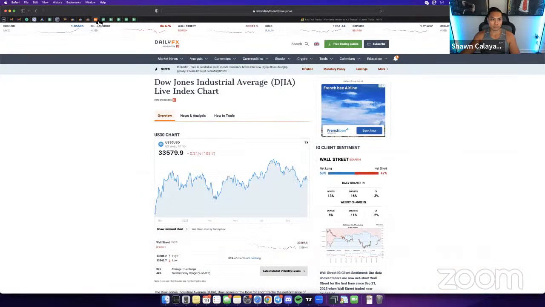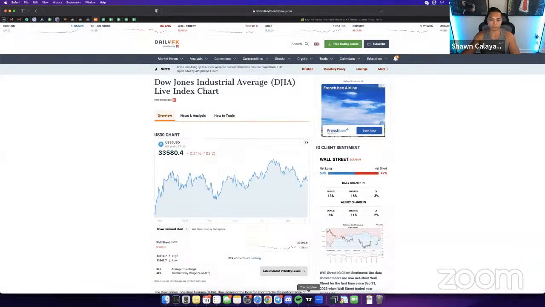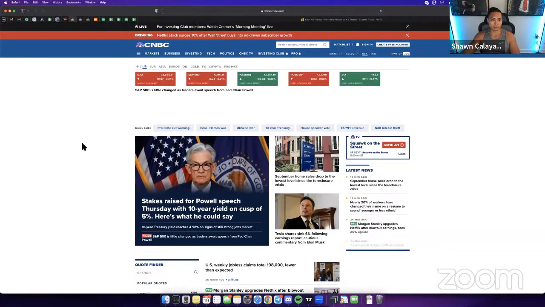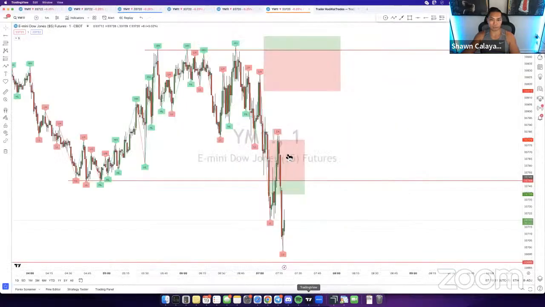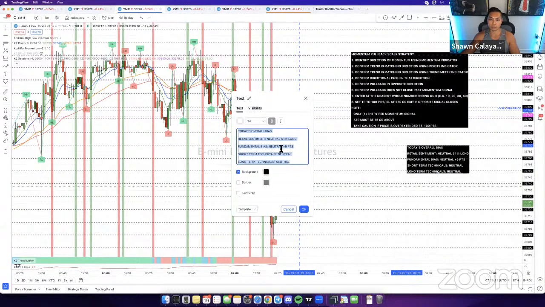Let's see if the bias has shifted at all. Bias hasn't really shifted too much. It's at 53% long, so it's still neutral, but it's more of a bearish neutral now. Looking over here at the fundamentals, they're currently down 79 points. They're still going to be more of a bearish neutral at about 70 points.